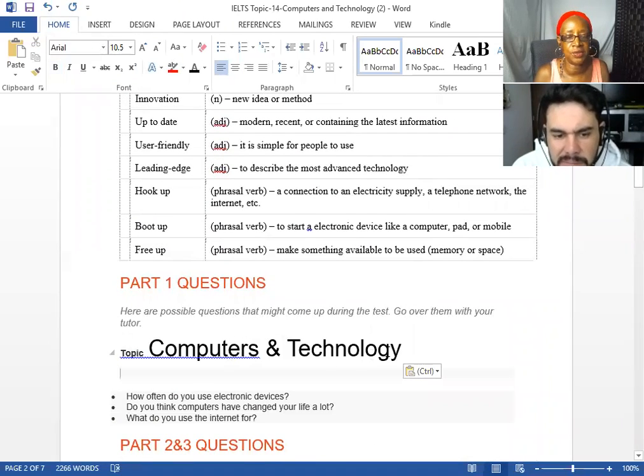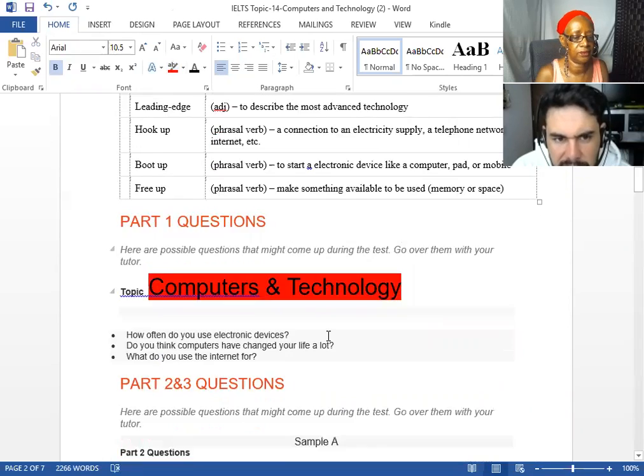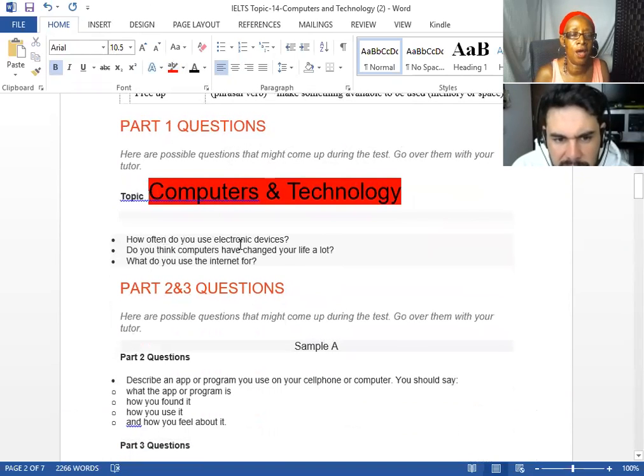so the examiner is going to say, I'd like to talk to you about computers and technology. And you'll say, all right. And the question is, how often do you use electronic devices? Now, this is when you look at that rubric that I showed you.